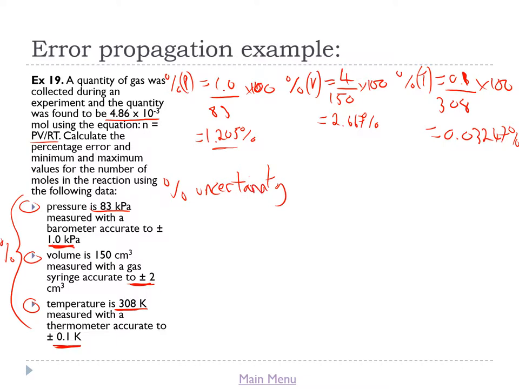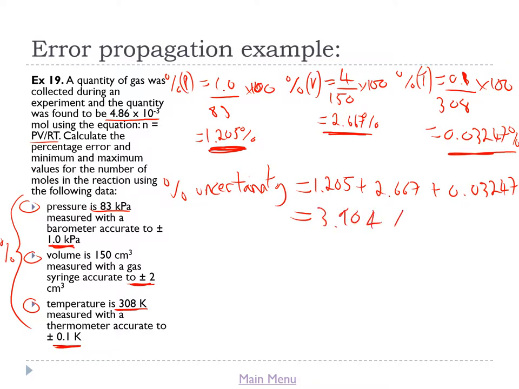We're just going to add together all of our percentage uncertainties for each value. So it's going to be very simply 1.205 plus 2.667 plus 0.03247, and that comes to a percentage uncertainty of 3.904%. And again, note that I'm keeping that to four significant figures just to make sure I don't lose accuracy by over rounding.